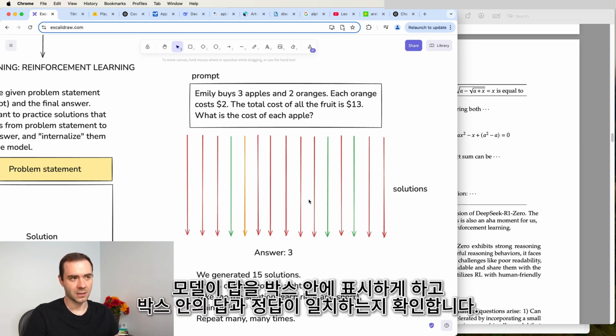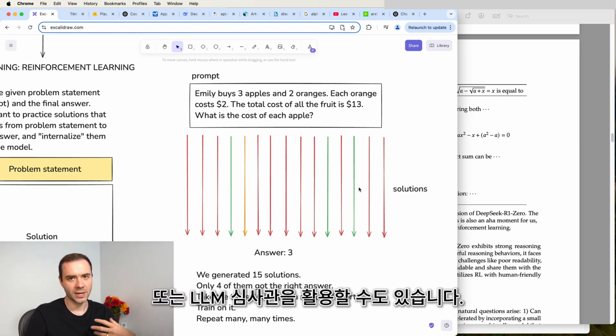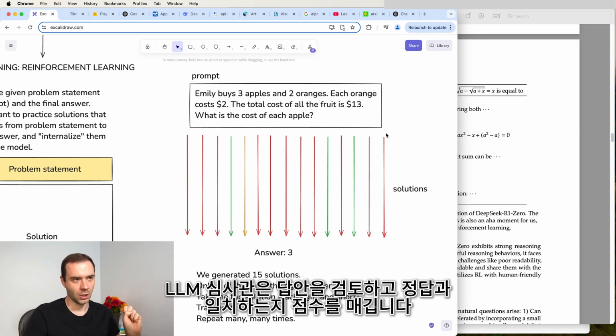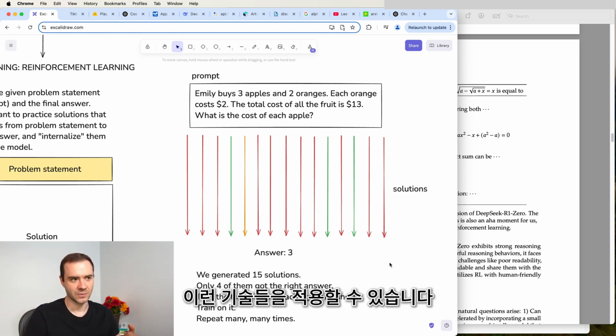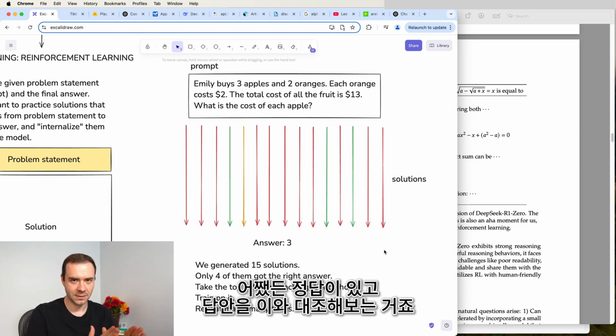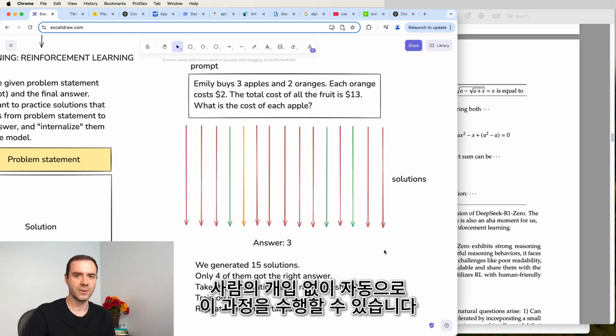Either we require the models to box their answers, and then we just check for equality of whatever's in the box with the answer. Or you can also use what's called an LLM judge. The LLM judge looks at a solution, gets the answer, and basically scores the solution for whether it's consistent with the answer or not. And LLMs empirically are good enough at the current capability that they can do this fairly reliably. So we can apply those kinds of techniques as well. In any case, we have a concrete answer and we're just checking solutions against it, and we can do this automatically with no humans in the loop.